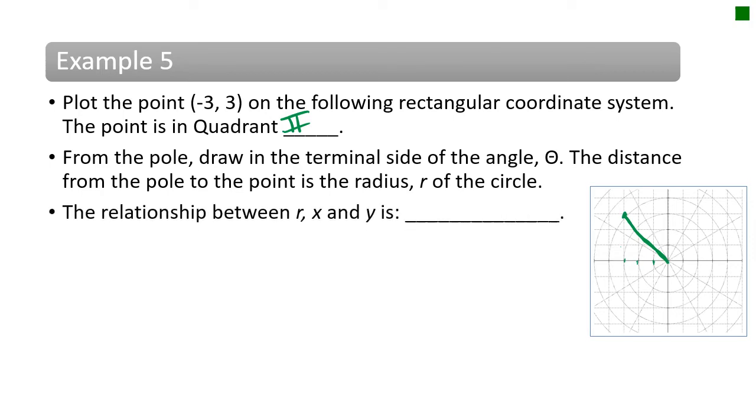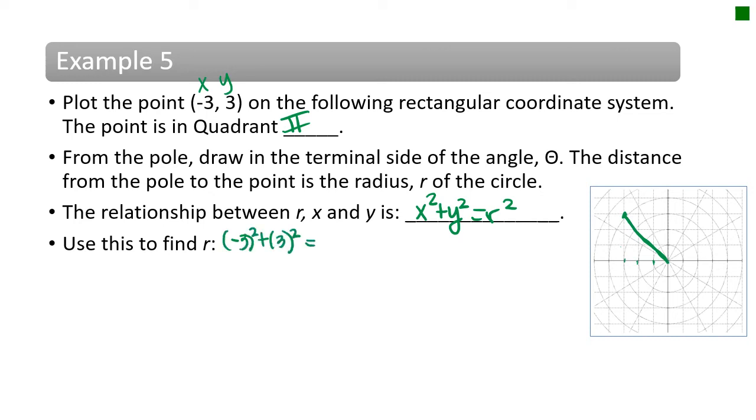The relationship between r, x, and y, we know that relationship is x squared plus y squared equals r squared. So we can use that to find r. So again, here's our x, here's our y. So we've got negative 3 squared plus 3 squared equals r squared. So we get 9 plus 9 equals r squared. So 18 equals r squared, which means the square root of 18 is r.